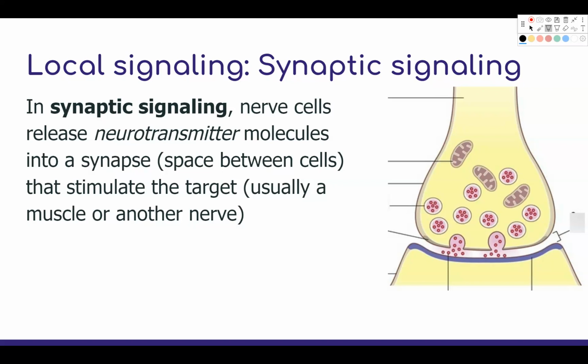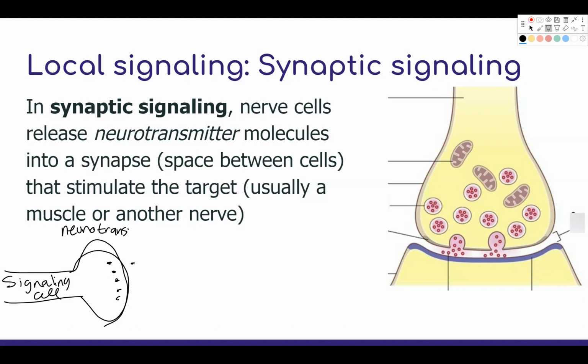So if we're going to draw this, we've got our nerve cell, or our signaling cell, and it has this end bit right here. They're called axons. And they can release these neurotransmitters, which will then be taken in by our target cell.